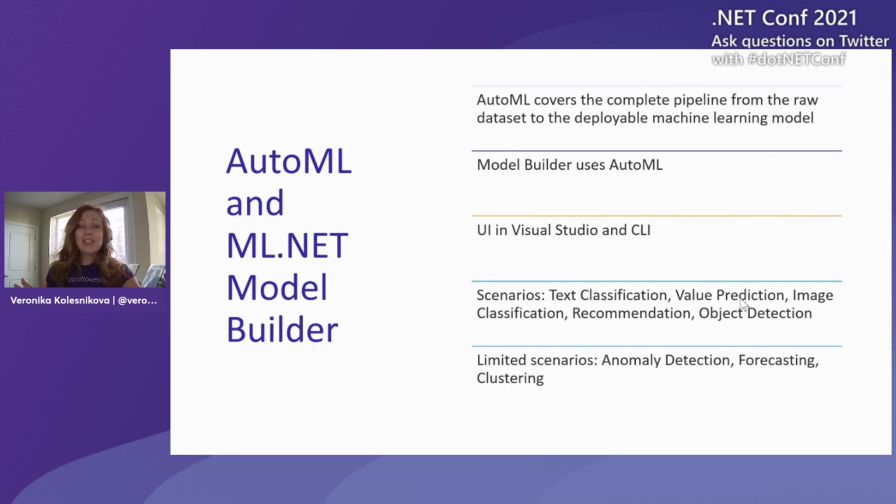Model builder includes some scenarios that are available for ML.NET. And those scenarios are text classification, value prediction, image classification, recommendation, and object detection. And also a couple of limited scenarios there. You'll see that there are good examples of how to use limited scenarios, but they are limited. So I definitely don't recommend using them in production or in real solutions, but it's just good to learn about them and see what is coming next.